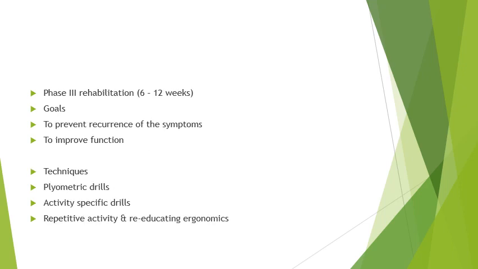Phase 3 rehabilitation goes for a period of 6 to 12 weeks. The goals are to prevent recurrence of the symptoms and to improve function. Techniques such as plyometric drills, activity-specific drills, repetitive activity, and re-education of ergonomics are prescribed.